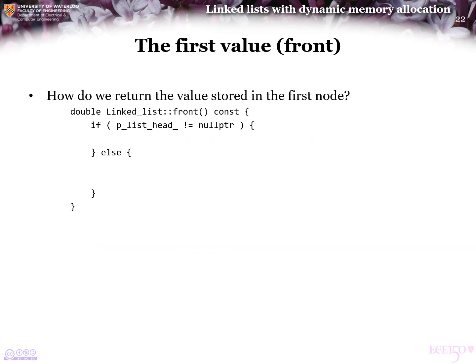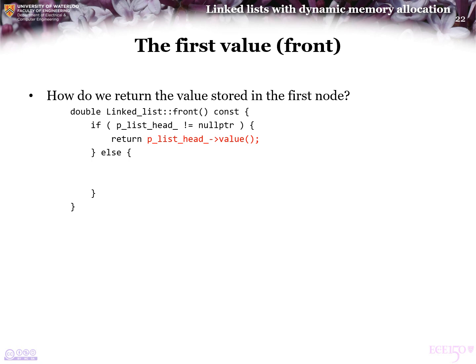Next, let us implement the member function front. This will return the value stored in the first node of the linked list. Now, of course, if the pointer to the list head is null pointer, there are no nodes in the linked list. So we first check if the pointer to the list head is not equal to the null pointer. Well, we have the address of the first node stored in pointer to list head, so we can ask, what is the value of the node at that address? That is what we're going to return.